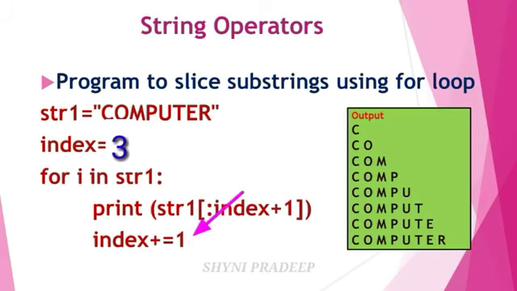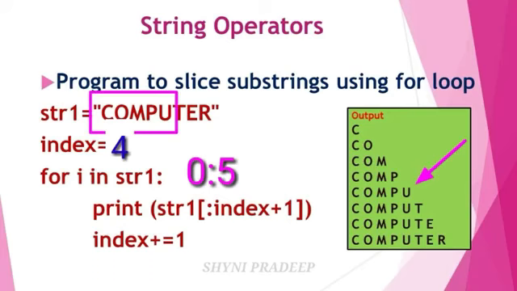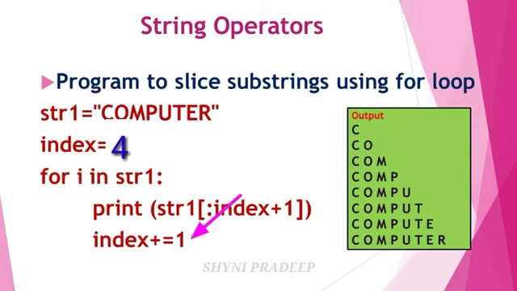And next again update the value. Index is equal to index plus 1, so 3 plus 1 is equal to 4. So here index plus 1 equals 5. So here you have to generate the list of values from 0 to 5. You have to take 0 to 4, not take 5. Okay, so 0 to 4 means COMPU. Okay, so next update the value, that is 4 plus 1 is equal to 5.